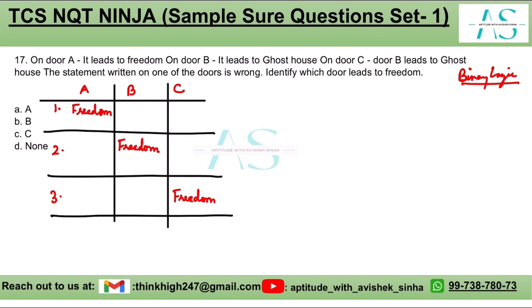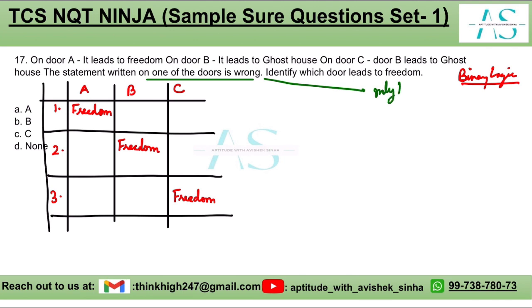Let's see, what do we have here? Starting with this. A leads to freedom. Okay, one more statement that is very important. The statement written on one of the doors is wrong. One of the doors is wrong, which means only one must be wrong. We have to be careful. That is, for 3 statements, 2 must be correct and 1 must be wrong.